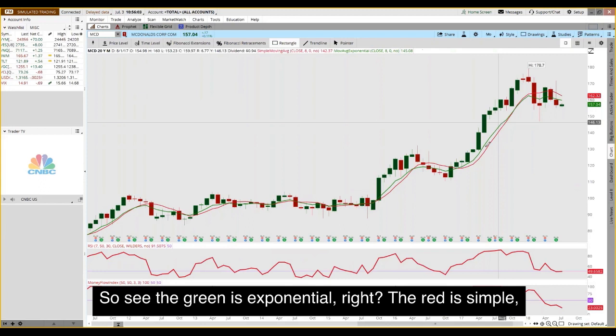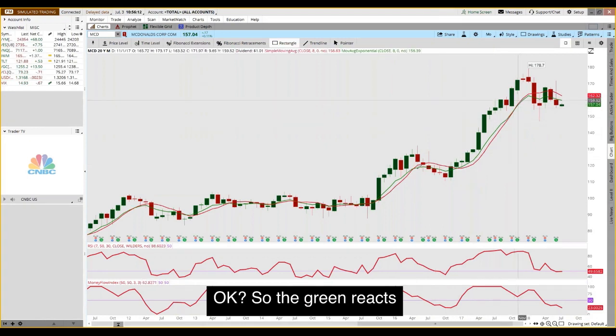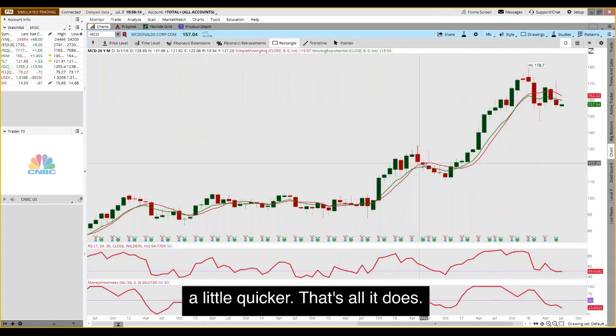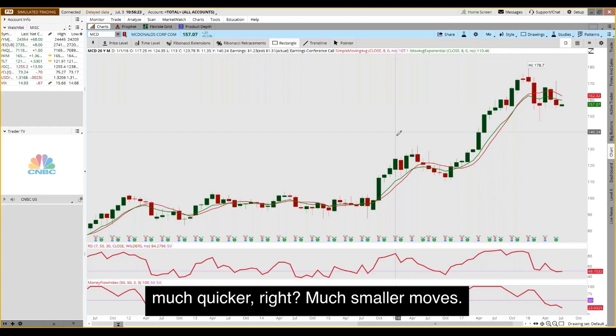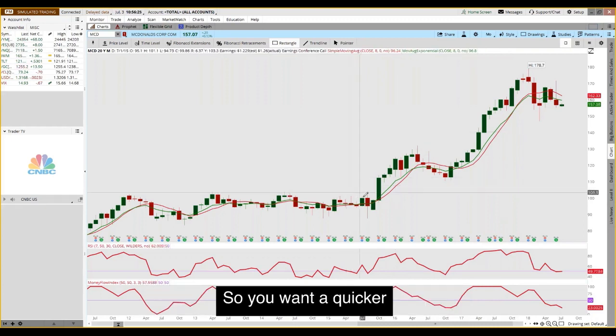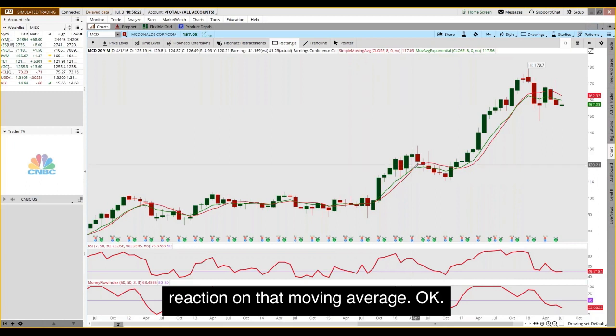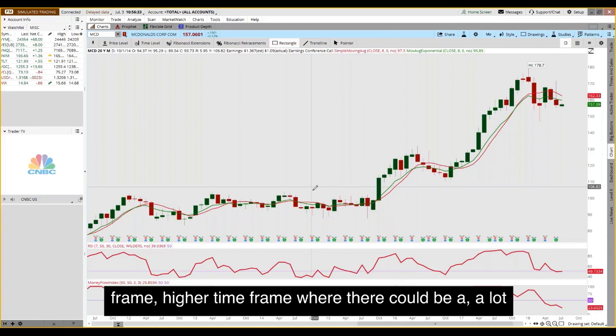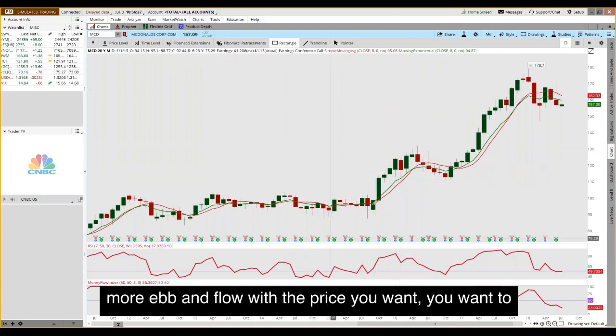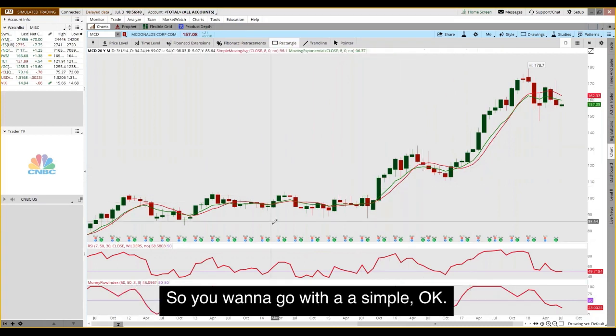The green is exponential, the red is simple. They're both 8-period. So the green reacts a little quicker. That's all it does. When you're day trading, you're going in and out much quicker, with much smaller moves, so you want a quicker reaction on that moving average. So you want to use exponential with a lower time frame. On a higher time frame, where there could be a lot more ebb and flow with the price, you want to give it a bit more of a buffer, so you want to go with a simple.